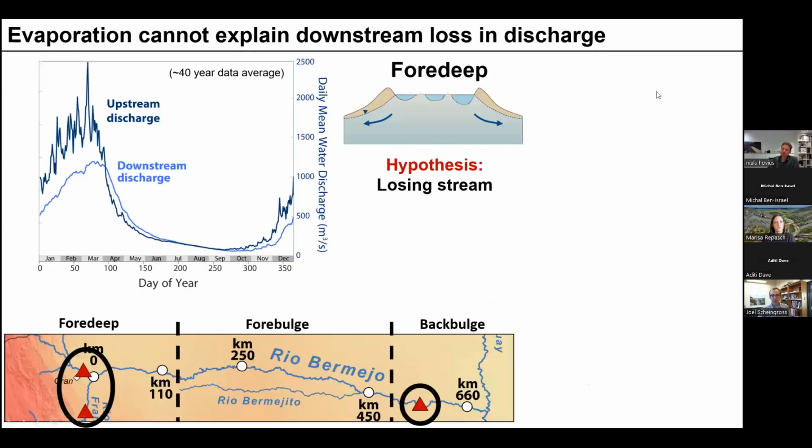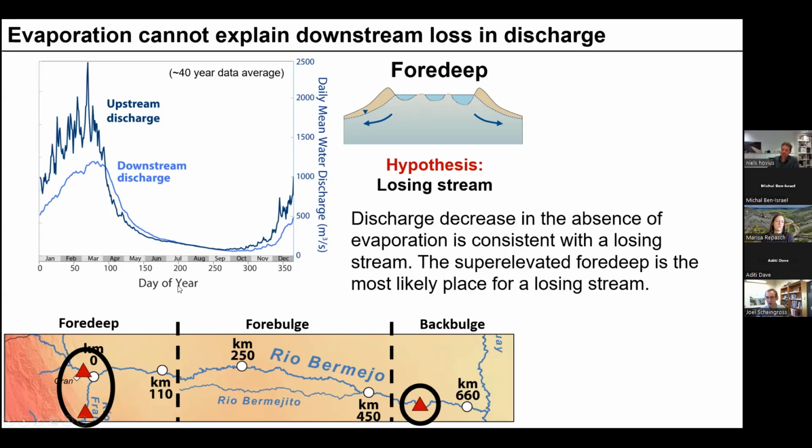So thinking back to this hypothesis that the foredeep is a losing stream, well, we do see that there is this discharge loss moving from the foredeep to the back bulge. And I would make the argument to you that the most likely place for us to have this discharge loss would be in the super elevated foredeep. That's a zone where we would expect to be losing discharge. But this discharge data alone can't really nail that question.